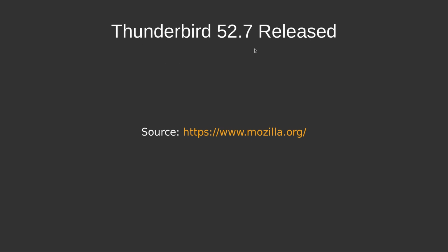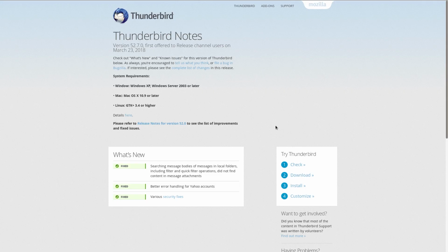Next up, Thunderbird 52.7 released. Well, this is just a point release, and therefore there are no outstanding new features, just bug fixes and of course security fixes. Searching message bodies of messages in local folders, including filter and quick filter operations, did not find content in message attachments. This is now fixed. And there's also better error handling for Yahoo accounts.